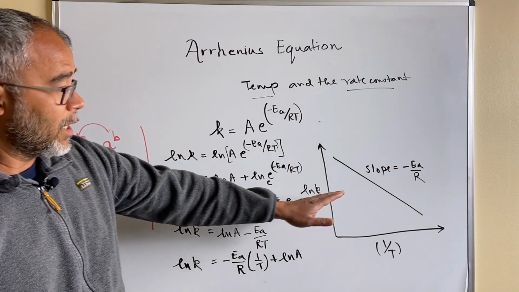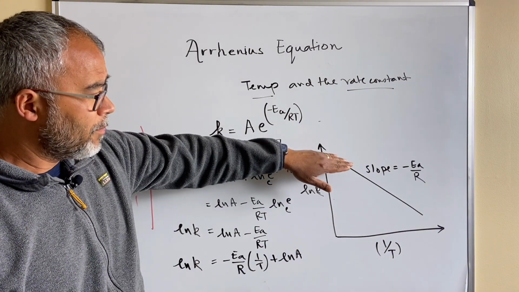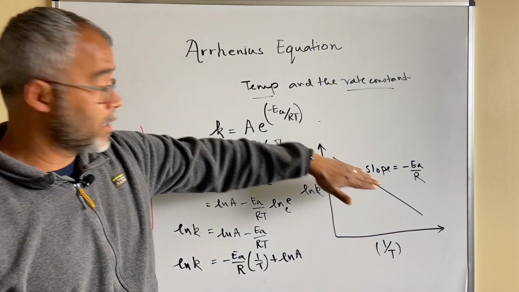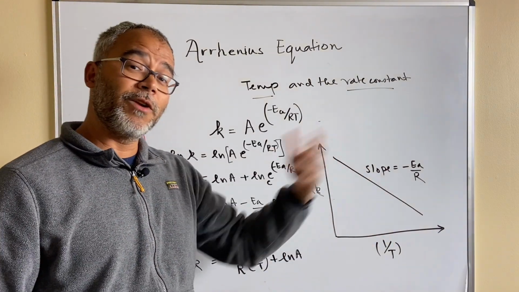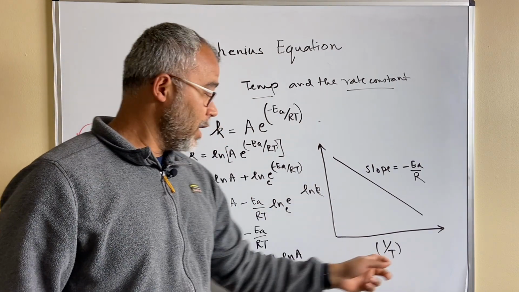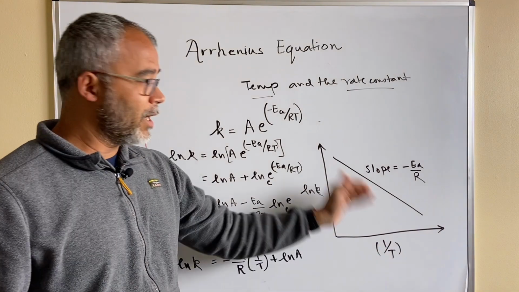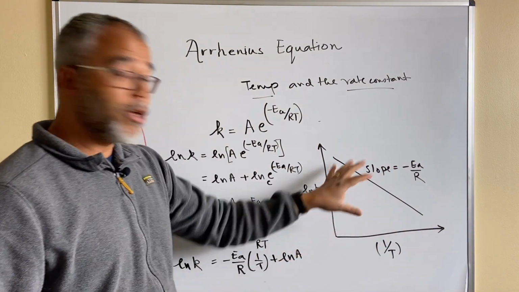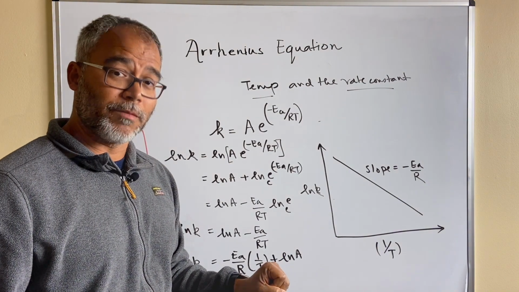Okay, so now when you use a straight line, so basically y is equal to mx plus b, when you plot it, if you have different data points, so you have different values of k, you have different values of T, you can plot them, create a straight line, and from that you can find out the activation energy. So it's a pretty useful form to have available.